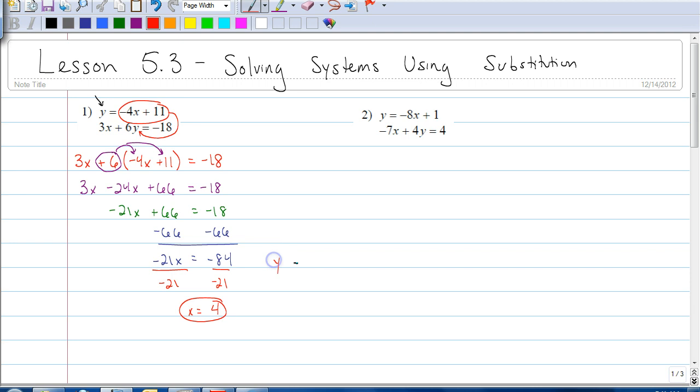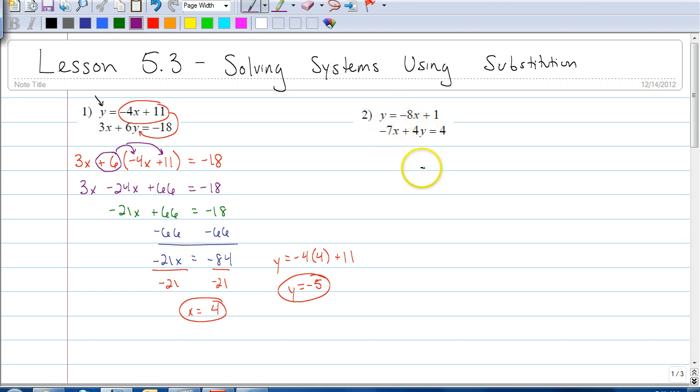So now to find y, I take negative 4, replace x with what x is, which is 4, and then add 11. Negative 4 times 4 is negative 16. Negative 16 plus 11 is negative 5. So it tells me y is equal to negative 5. You should always be able to check your answers to make sure that you have this right. So if I put 4 and negative 5 in my other equation, I should get negative 18 as my answer. 3 times 4 is 12. 6 times negative 5 is negative 30. And 12 plus negative 30 would give me negative 18. Let's try this with another one.